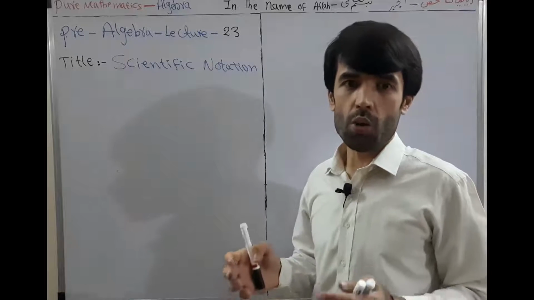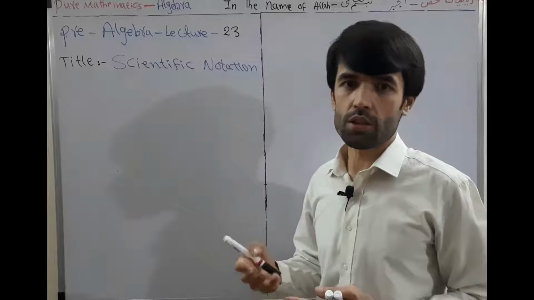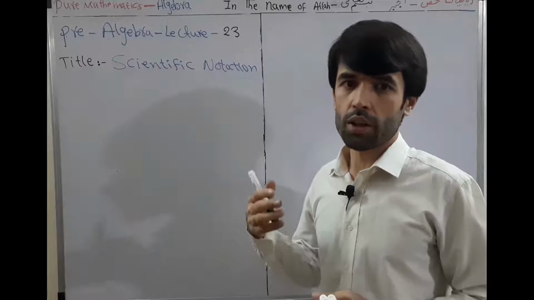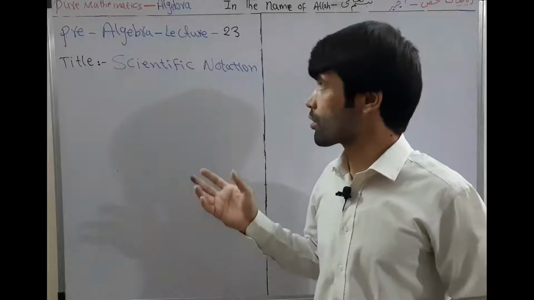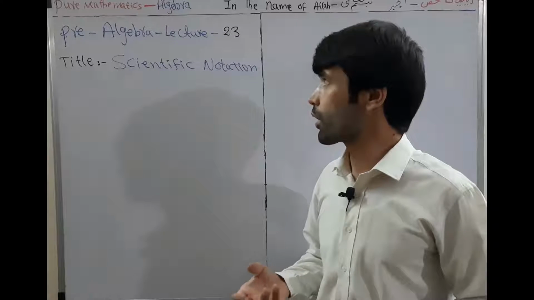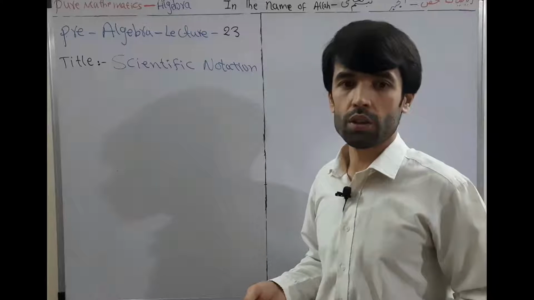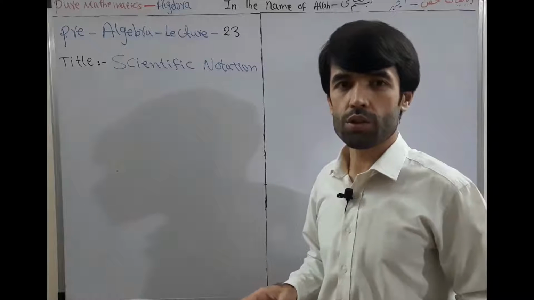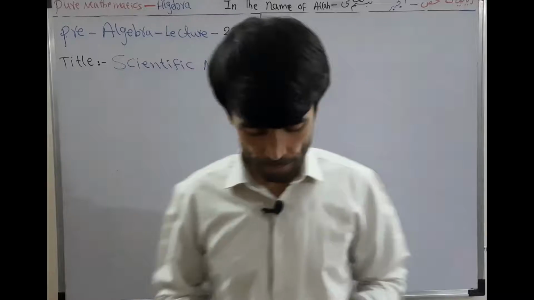Here, we want to explain how we can write small numbers or large numbers in scientific notation, in a standard form. It is very useful in every subject: computer science, economics, chemistry, biology. In every branch of knowledge, we use this kind of notation.